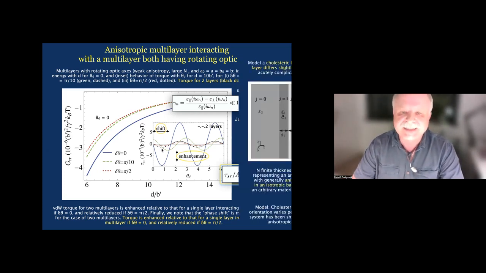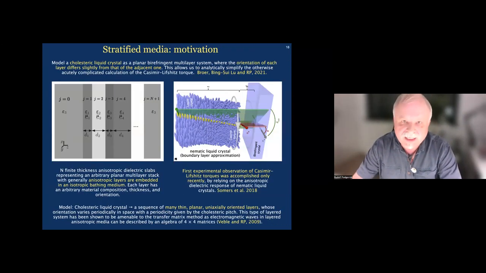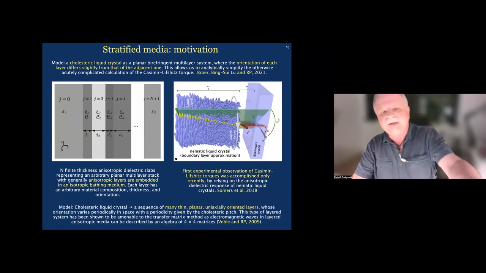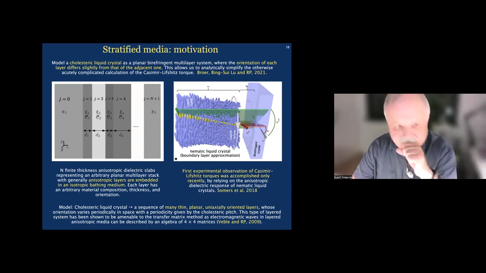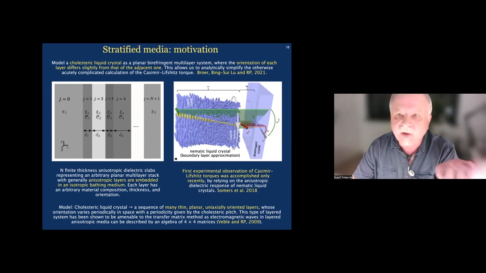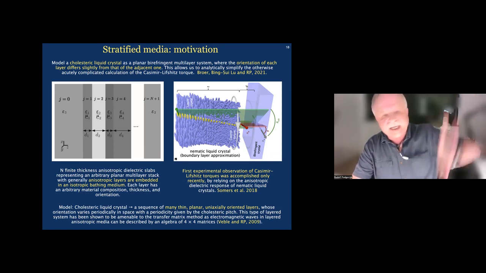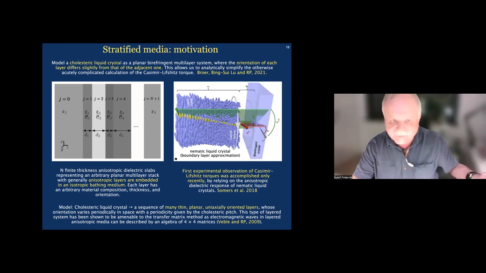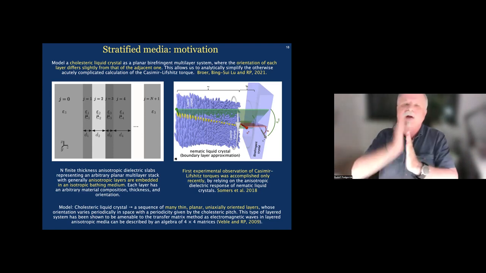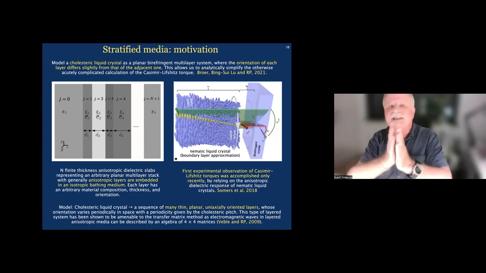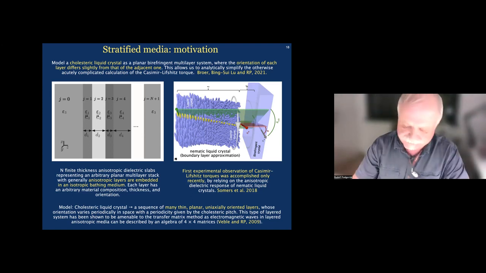So now to the retarded, the full retarded case. I have a system of n layers. The optical axis is rotating by delta theta from one layer to the other one. What is the interaction between, let's say, a single anisotropic layer to the left and this multilamellar cholesteric system to the right, because you have a rotation of the axis?